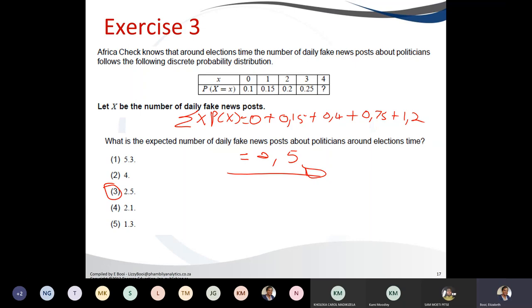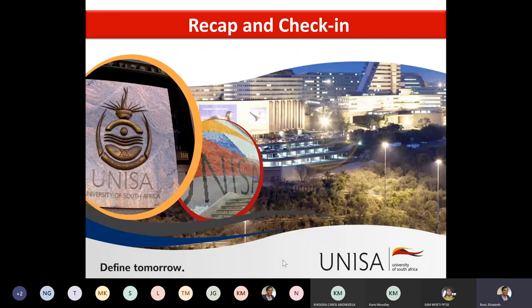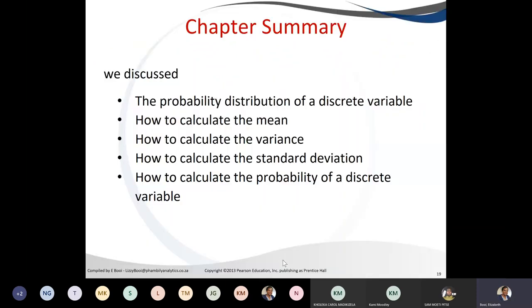And actually, there are no more exercises. That will be the end of today's session. Just to recap on what we did, we looked at how to calculate the probability distribution of a discrete variable. By doing so, we looked at how to calculate the mean, the variance, the standard deviation of a discrete variable. Then we also looked at how to calculate the actual probabilities by using the sign. You need to remember always the greater than, especially the words at least and at most, they like to use those.